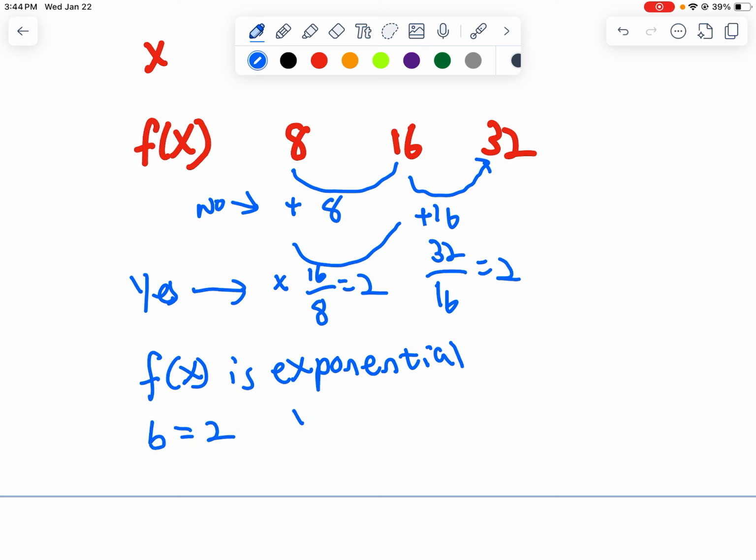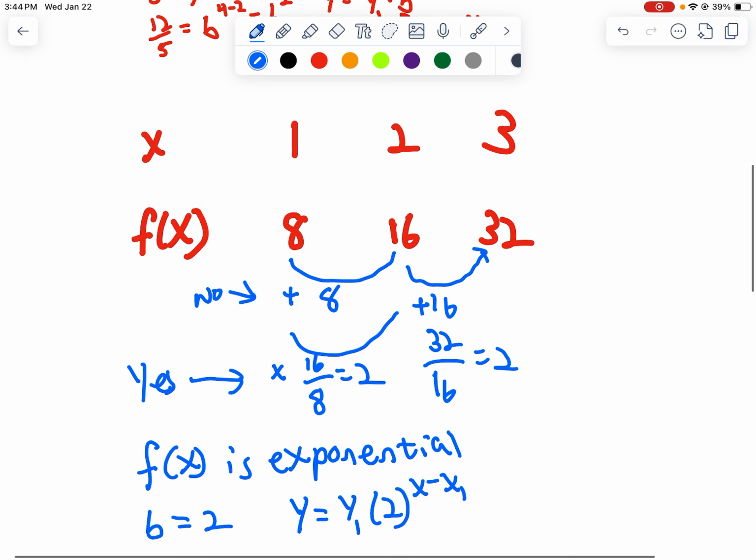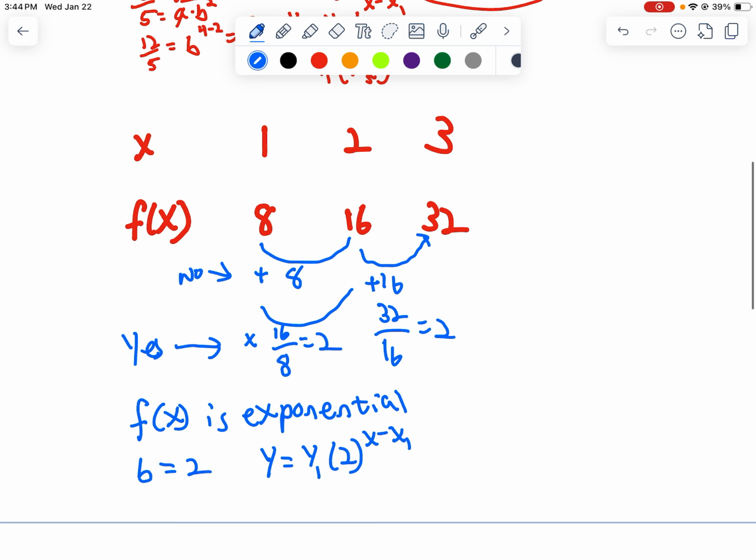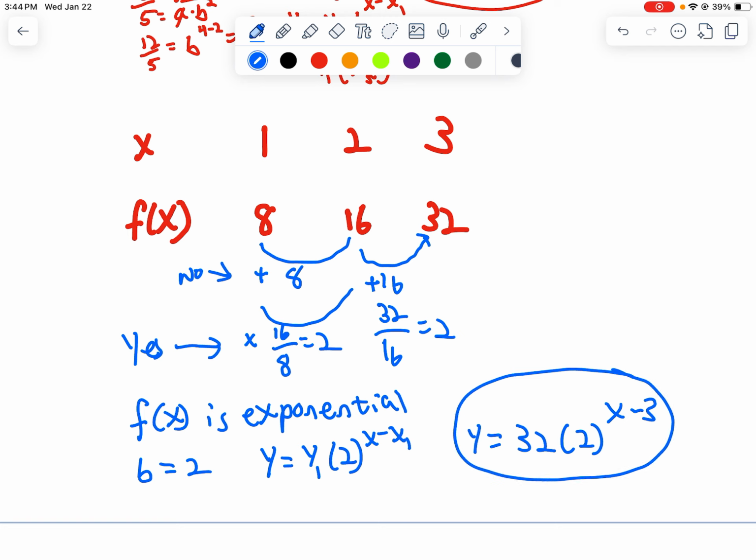So we can write y equals y1 times 2 to the x minus x1. Just choose any of these points: (1, 8), (2, 16), or (3, 32). I'll use the last one just because most kids won't. So I would say y equals 32 times 2 to the x minus 3. And this is a valid equation that matches the data points.